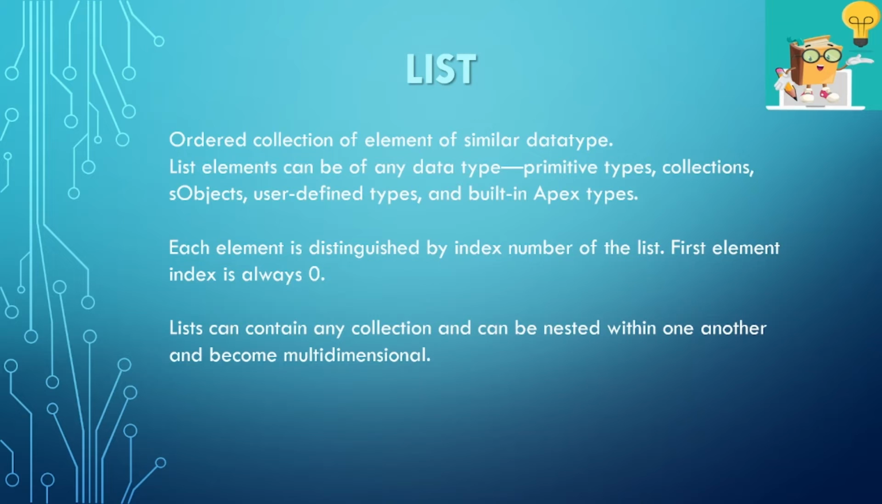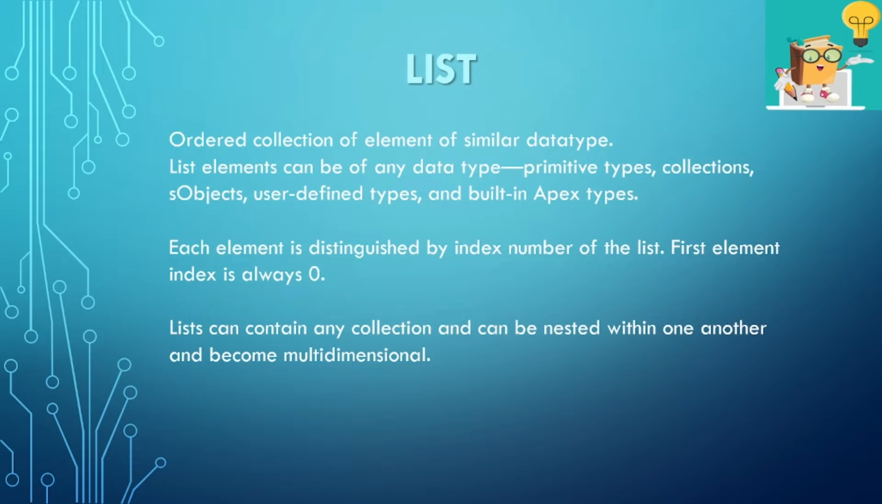So what is a list? As it's a simple word, you can understand that a list is basically used to collect similar kinds of elements. They are ordered collections. Ordered collection means that whenever you insert an element into the list, it goes in order. It is basically stacked over each other.